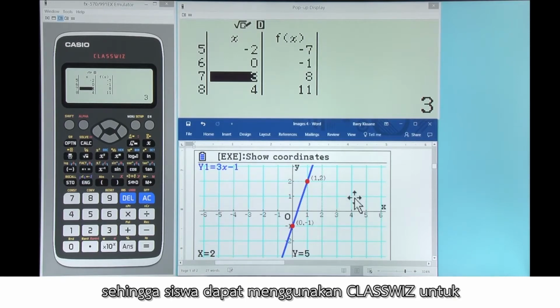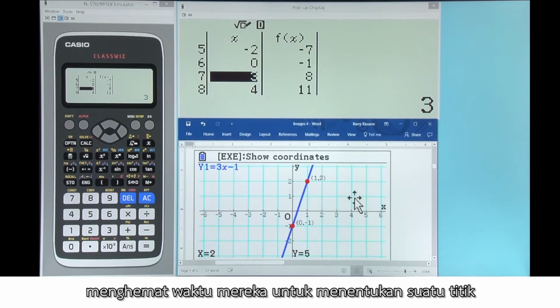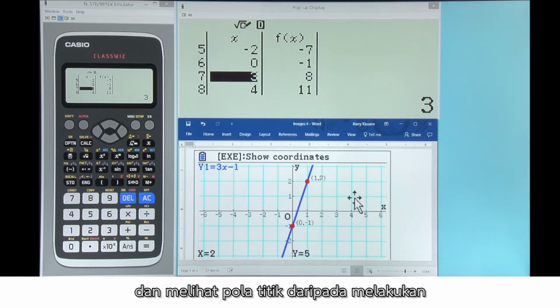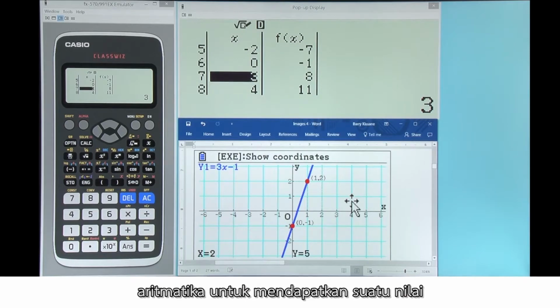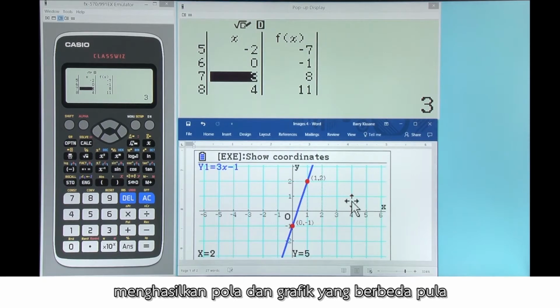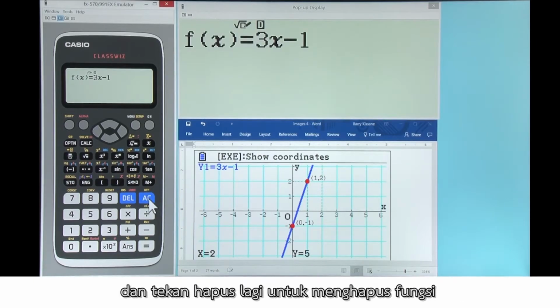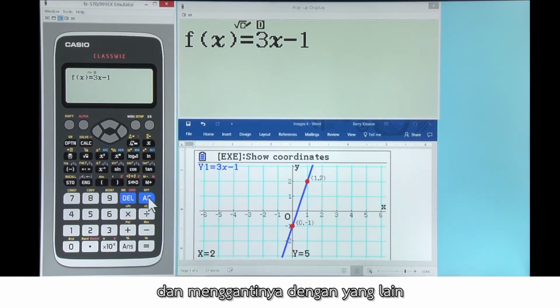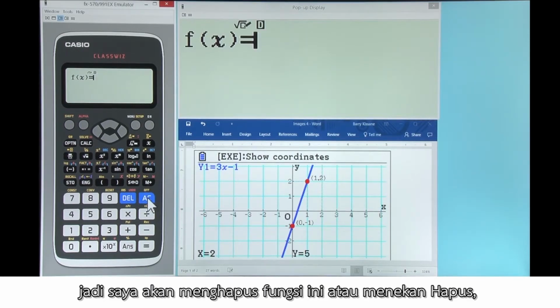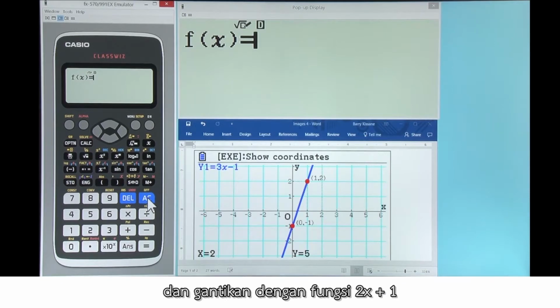So students can use the ClassWiz to devote their time to plotting the points and seeing the patterns of the points rather than doing the arithmetic to get the values. Of course, and importantly, different linear functions result in different patterns and different graphs. To change a function, first tap the clear key and tap clear again to clear the function and replace it with another one. So I'm going to clear this function by tapping clear and replace it with the function 2x add 1.